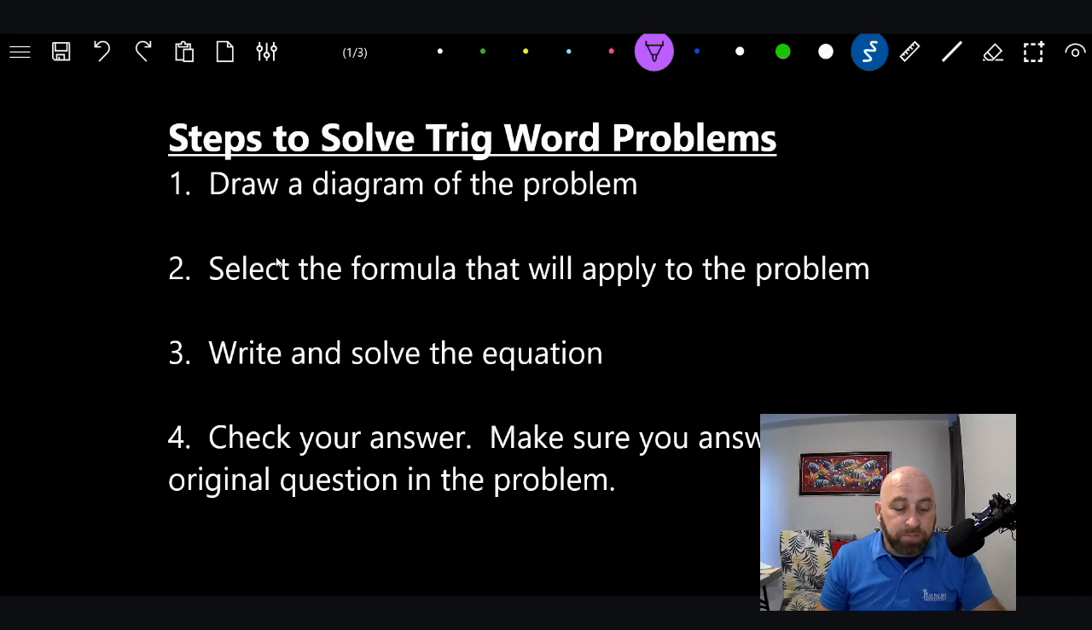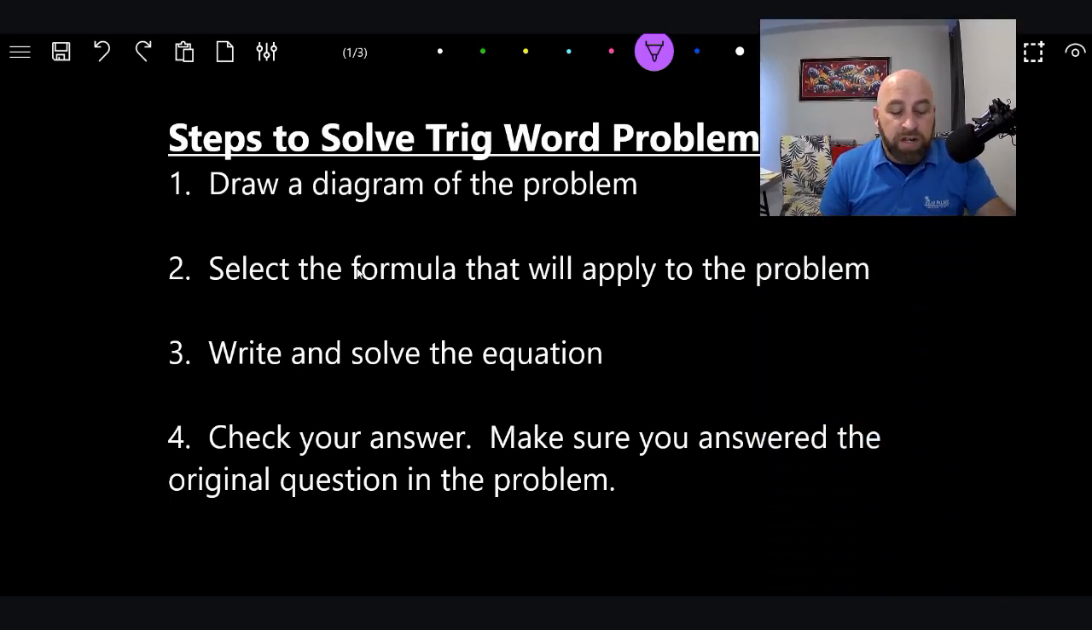Number 2, select the formula that will apply to the problem. What does that mean? You're going to choose, am I going to use sine, cosine, tangent? Am I going to use the Pythagorean theorem? What am I going to use here? What's the formula that fits this problem? Okay. Number 3, write and solve your equation. Once you figure out what formula you should use, go ahead and write your equation out. And number 4, check your answer.